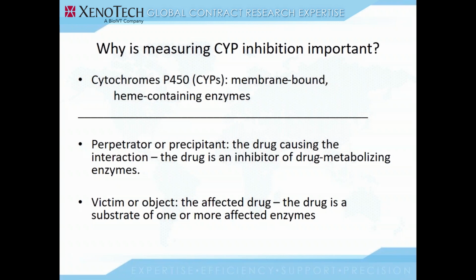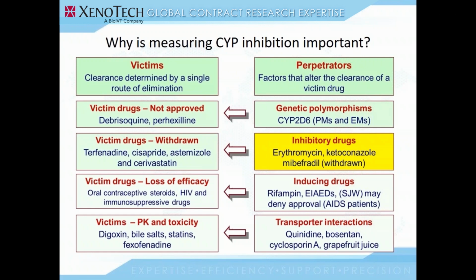The US FDA, along with other regulatory agencies such as the EMA in Europe and PMDA in Japan, recommend evaluating investigational drugs for their potential to be the victim or perpetrator of drug interactions in order to improve the drug's effectiveness and safety. Victim drugs, as we mentioned in the previous slide, are the affected drugs, and this is often because the clearance of the drug is determined by a single route of elimination. And perpetrator drugs possess factors that alter the clearance of a victim drug.